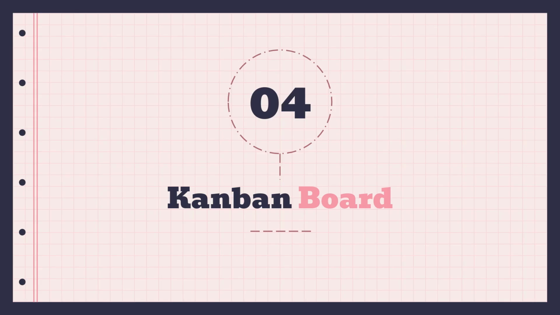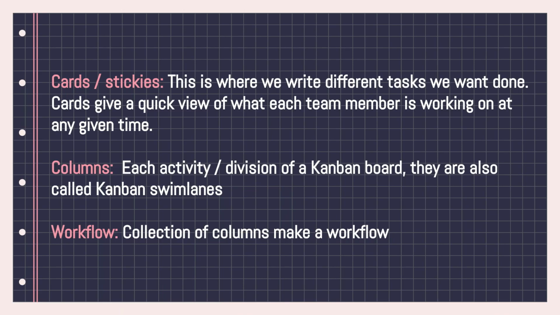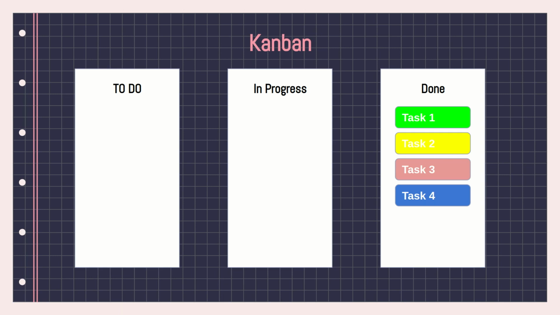Good. So also we have workflow. The collection of columns makes a workflow. So in this case, a workflow has 3 different columns: the to do column, the in progress column, and the done column. So the collection of all these columns is called a workflow.